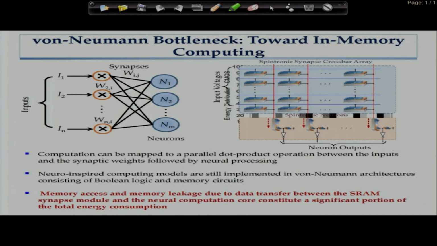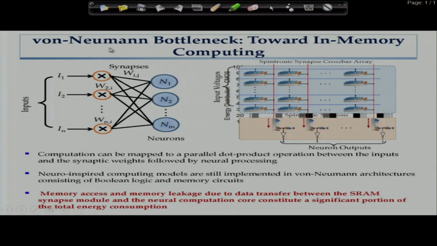The earlier Eyeriss chip, whatever we have discussed, also has each of these ALUs containing some local memory, then global buffers, then access to the DRAM. Those basically reduce the reads and writes of the memory, and by that they can save energy.